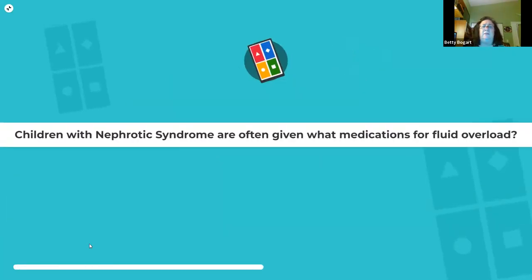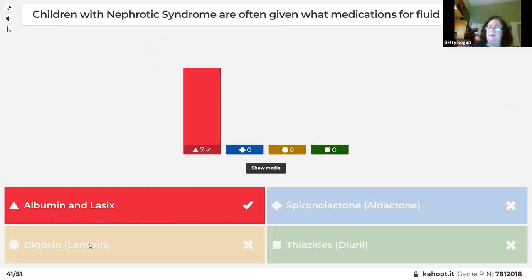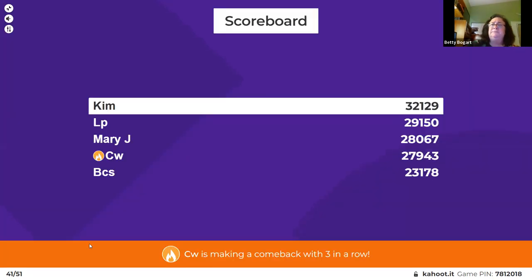Children with nephrotic syndrome are given what medications for fluid overload? Well, think about, again, nephrotic syndrome has to do with not enough protein, not enough albumin intravascularly. And that's what causes the fluids to go out. So how do we replace the protein and get rid of fluid? Absolutely. Give them some albumin, build up the intravascular, give Lasix and push out the urine. Very good. Good job.